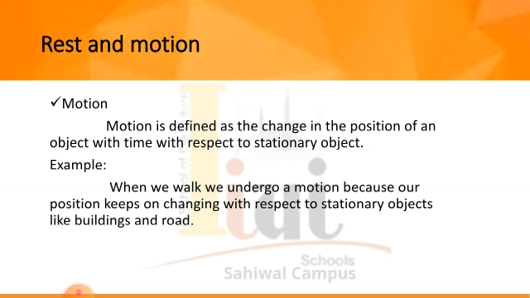On page number 124, you have some of the examples. For example, a boy walking down the lane, a running dog, a flying bird, a speeding car. All these examples are of motion. Motion can also be defined as the change in the position of an object with time with respect to the stationary objects.